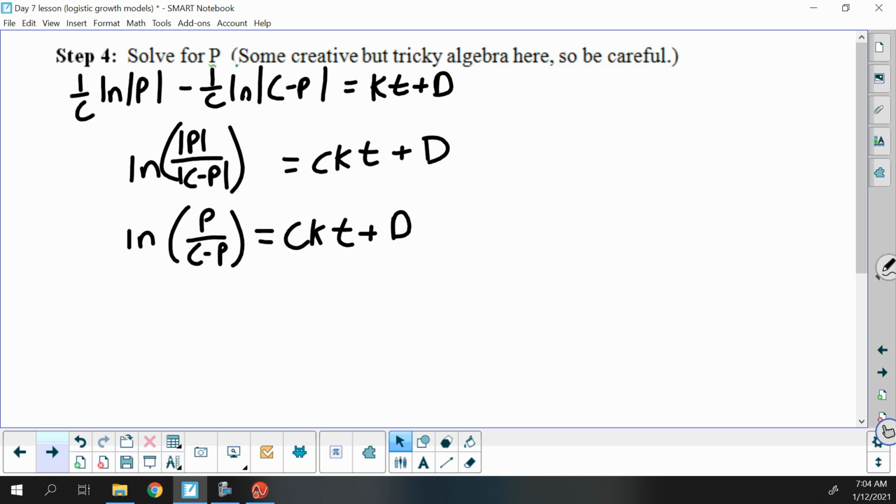Well, we can switch this to an exponential. So P over (C minus P) is equal to e to the (C K T plus D).